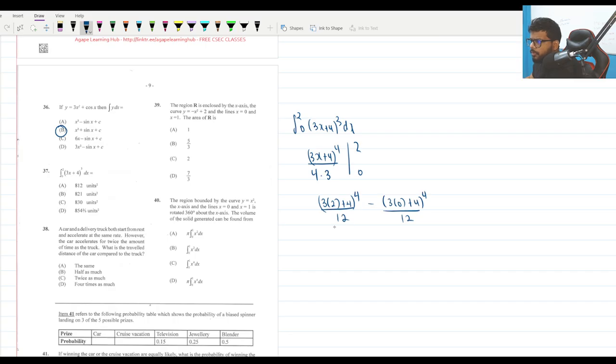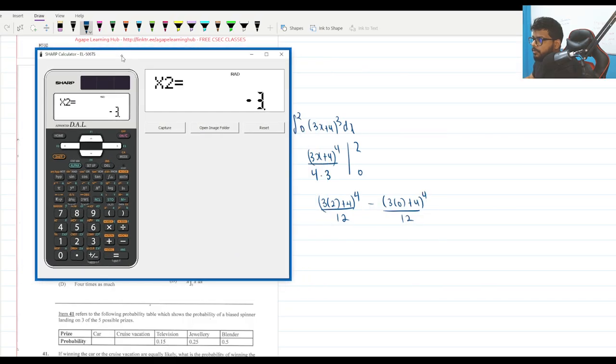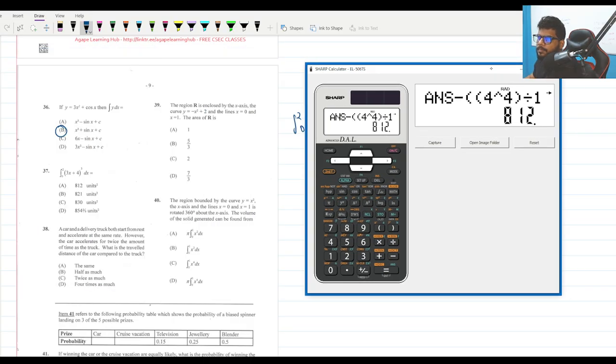That is 6 and 4, 6 and 4 is 10. 10 to the power 4 over 12, take away, open bracket, 4 to the power 4 over 12. Yeah, 812 is the answer.